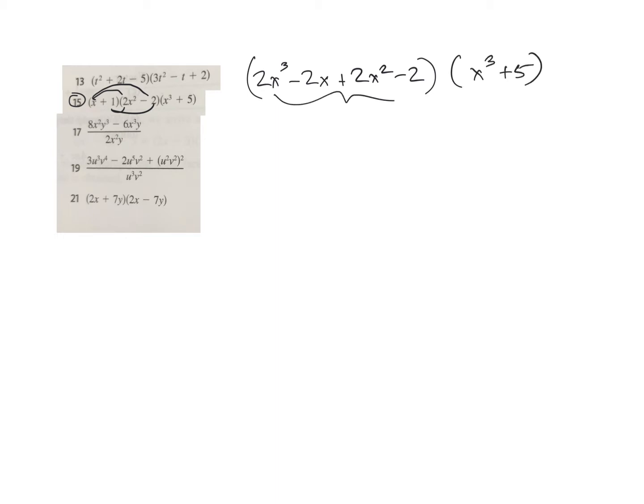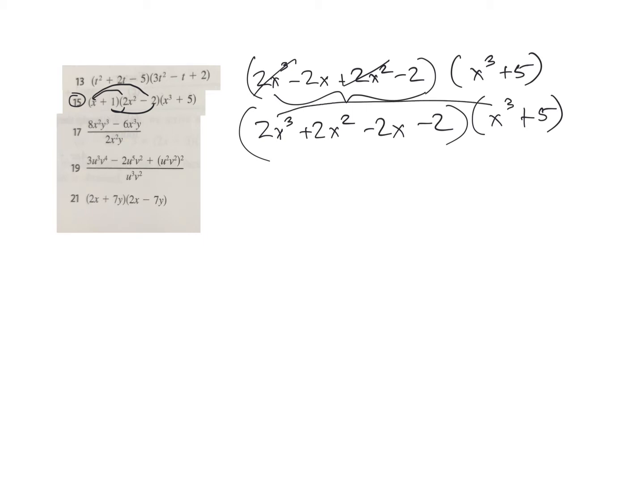So let's write this out. X times 2x is 2x cubed. Then x times a negative 2 is negative 2x. Then you have 1 times 2x squared is 2x squared. And 1 times negative 2 is negative 2. All right, that's the first multiplication. And then we'll have the x cubed plus 5. So at this point, let's make sure this is correct. Let's put it in the correct order. 2x cubed plus 2x squared minus 2x minus 2. All of that times x cubed plus 5. And now multiply straight through.